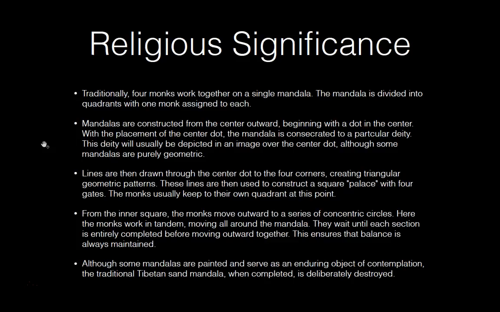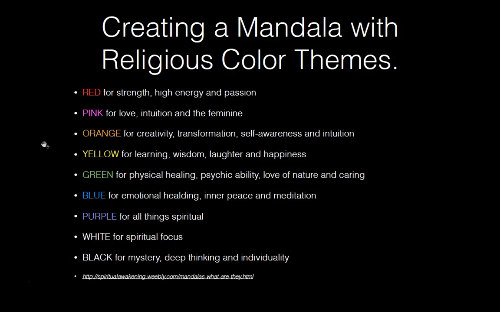These lines are often used to construct a square palace with 4 gates, and the monks stick to their own quadrant, and they work together inwards and outwards, thinking about the balance of how they all work together. There are also color themes that may be of interest, that may be something that you may employ within your project.